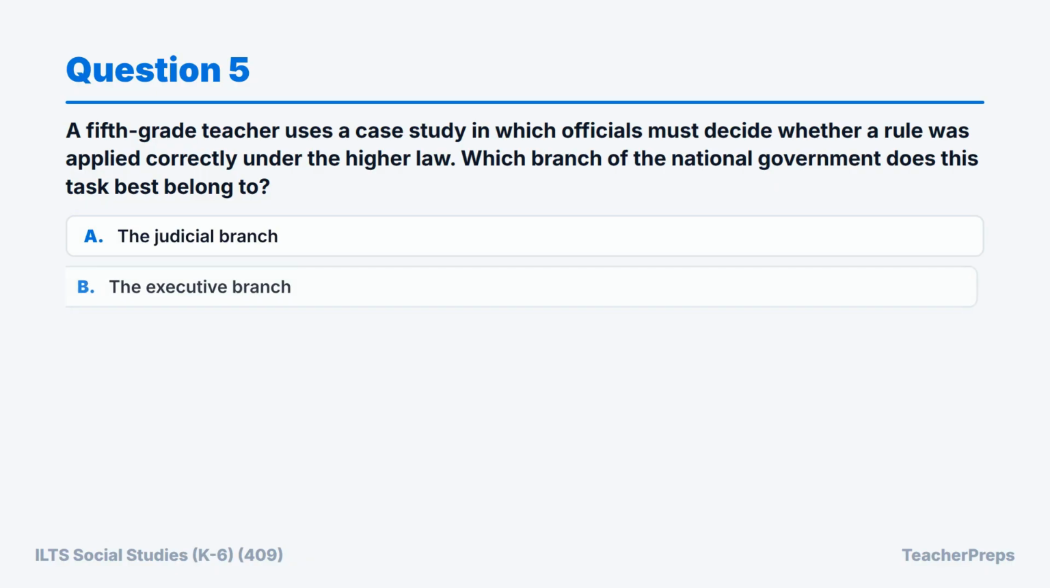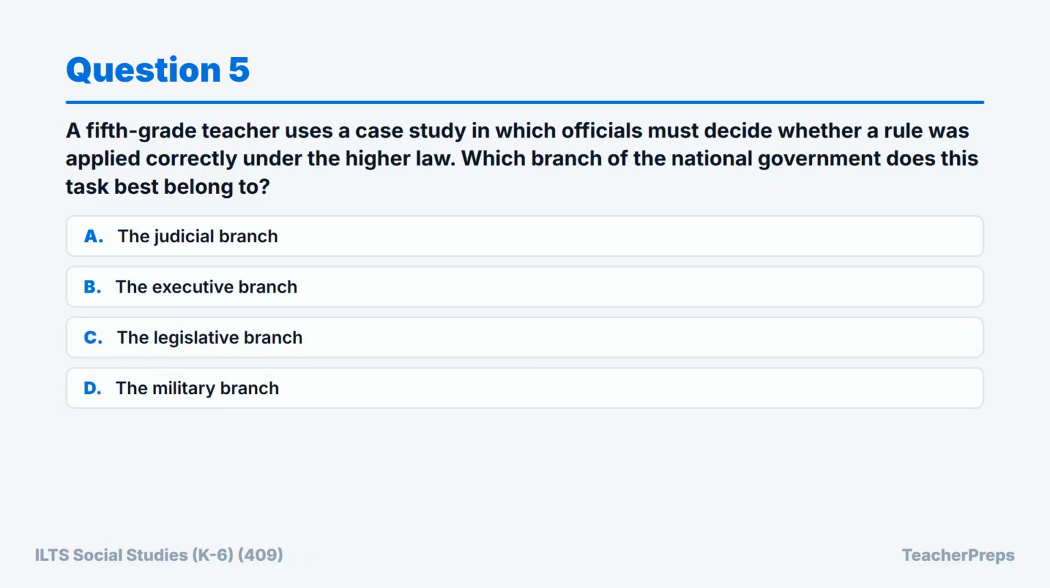Question 5. A fifth-grade teacher uses a case study in which officials must decide whether a rule was applied correctly under the higher law. Which branch of the national government does this task best belong to? Pause the video and select the best answer.